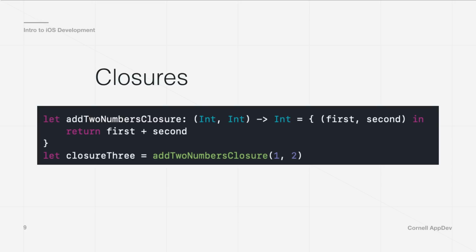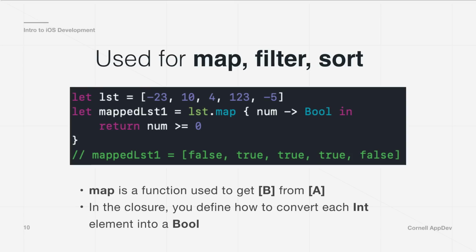Yeah, so closures are, like I said, very similar to functions. So when I do add two numbers closure 1, 2, all that does is you're essentially passing in 1 for first and 2 for second, and then you run whatever's in the body, and then you get whatever comes out. So in this case, you return 1 plus 2, which is just 3. So closure 3 has type int. So that's an example of a closure.